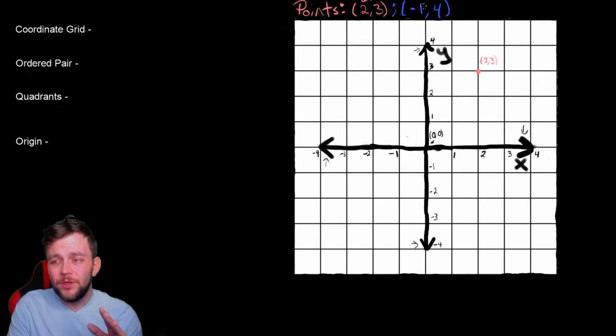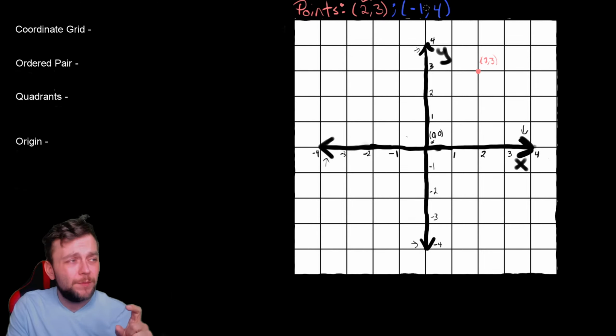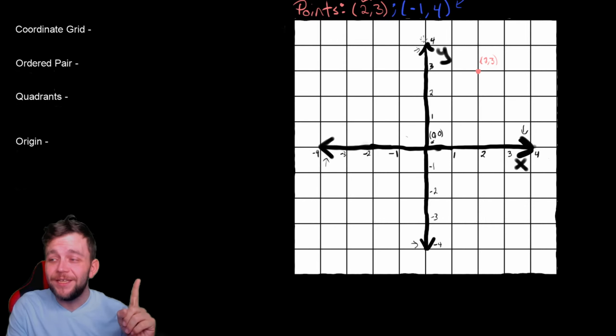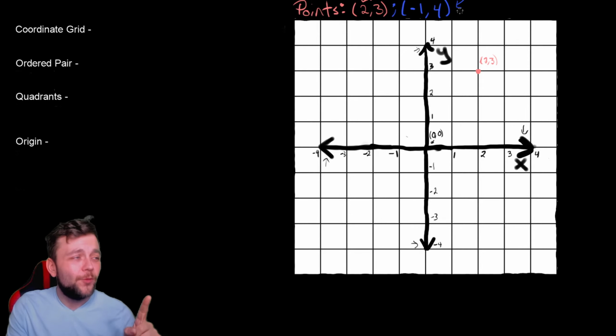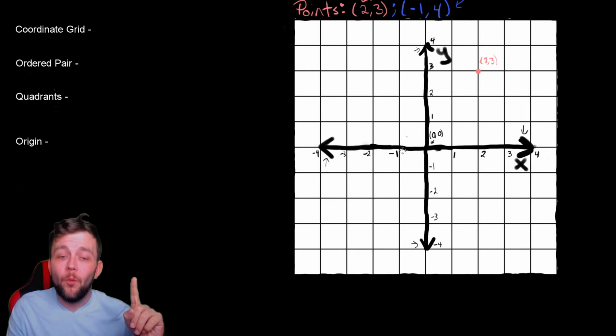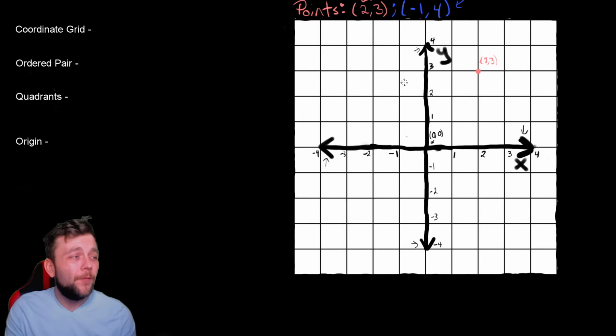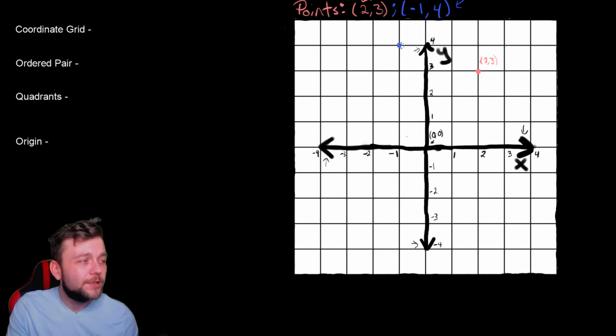And so do you remember the first part of your ordered pair? This is what an ordered pair is, which we will get to in the definitions. I have them up there. We will go to the left 1. So we're going to the left 1, and then we're going up 4. So 1, 2, 3, 4. So this right here would be the point -1 and 4. And we would be good to go.